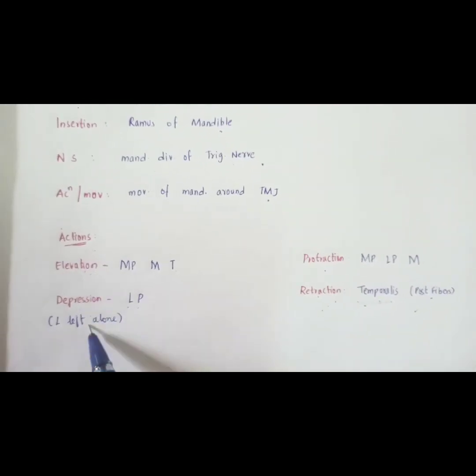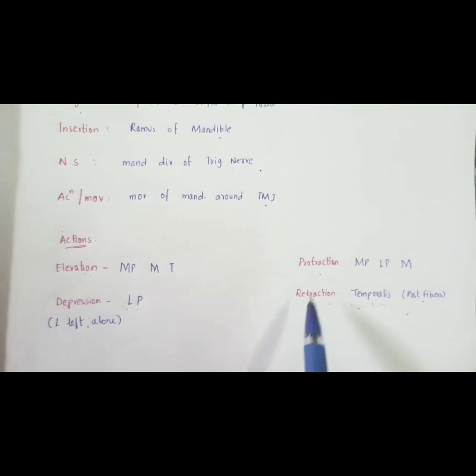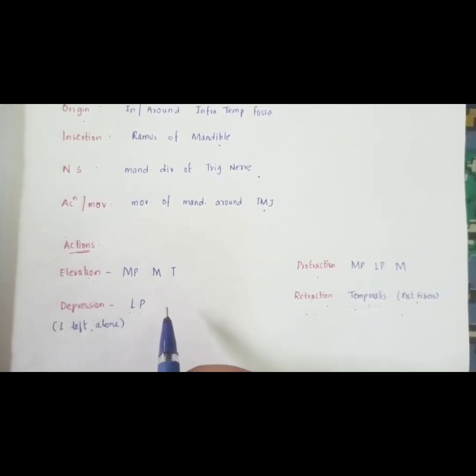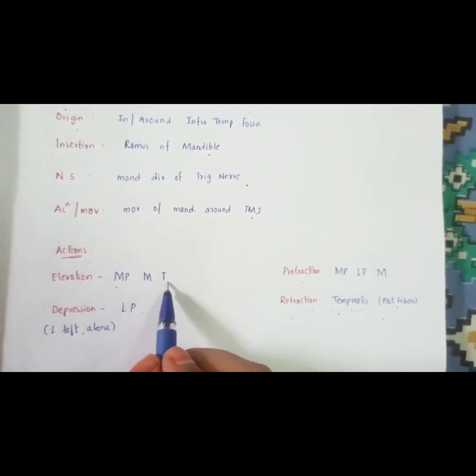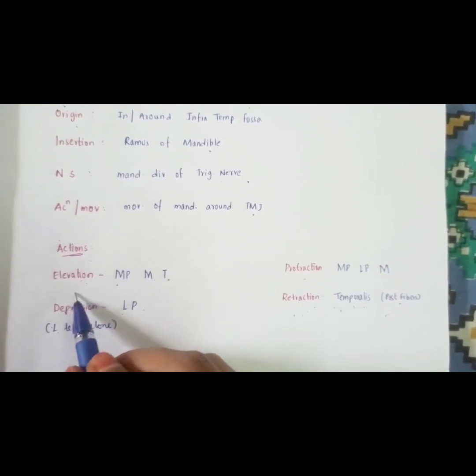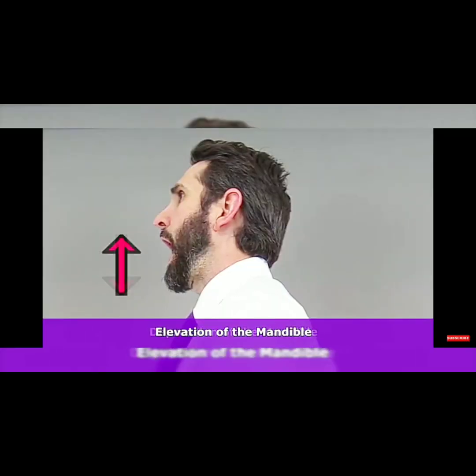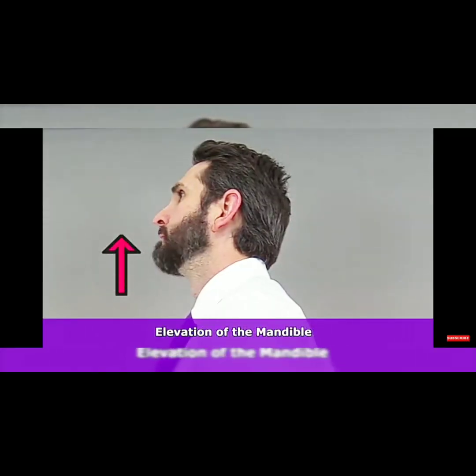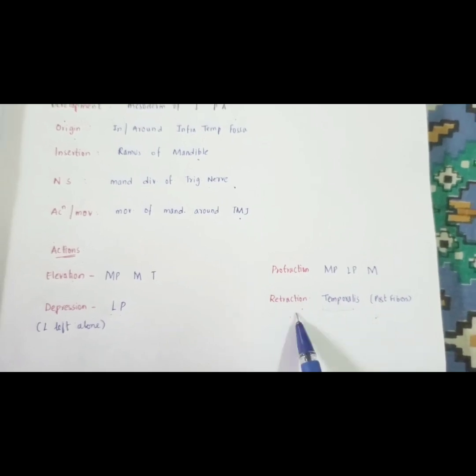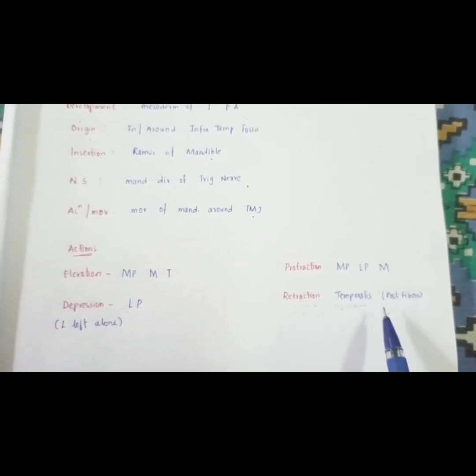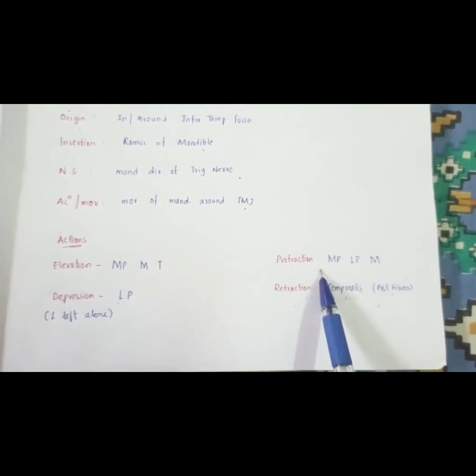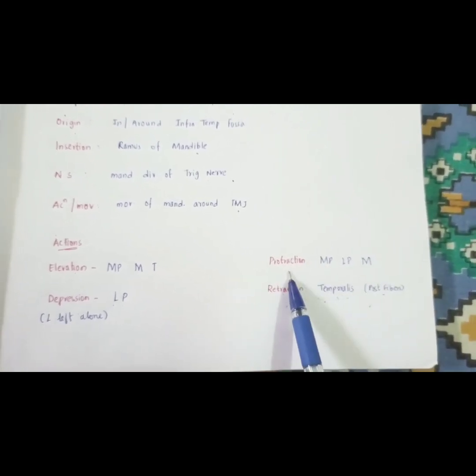Actions: elevation, depression, protraction and retraction. For depression, the mnemonic is L left arrow. Here L stands for lateral pterygoid. The remaining three muscles, medial pterygoid, masseter and temporalis, are used for the movement elevation. Now protraction and retraction. Only temporalis muscle is used in retraction, that too posterior fibers. Remaining all muscles are used in the movement of protraction.